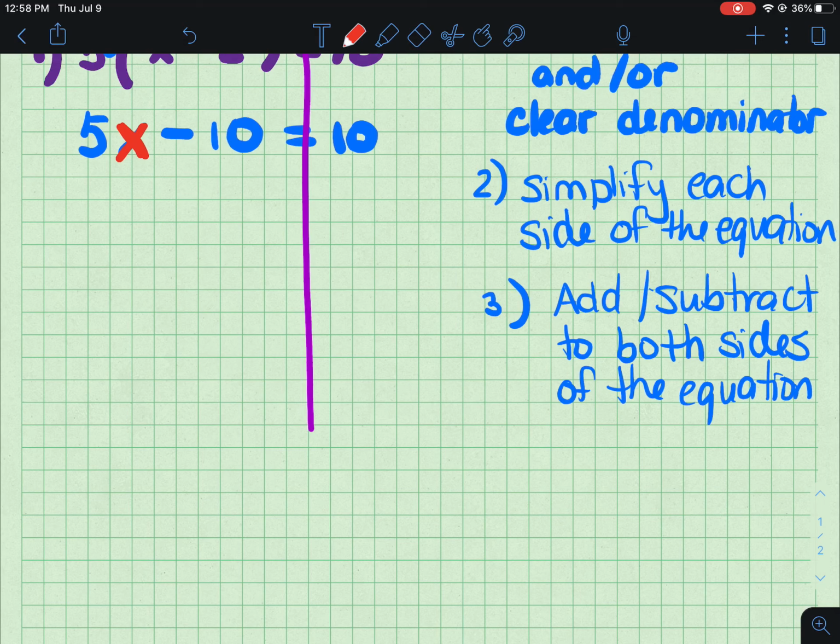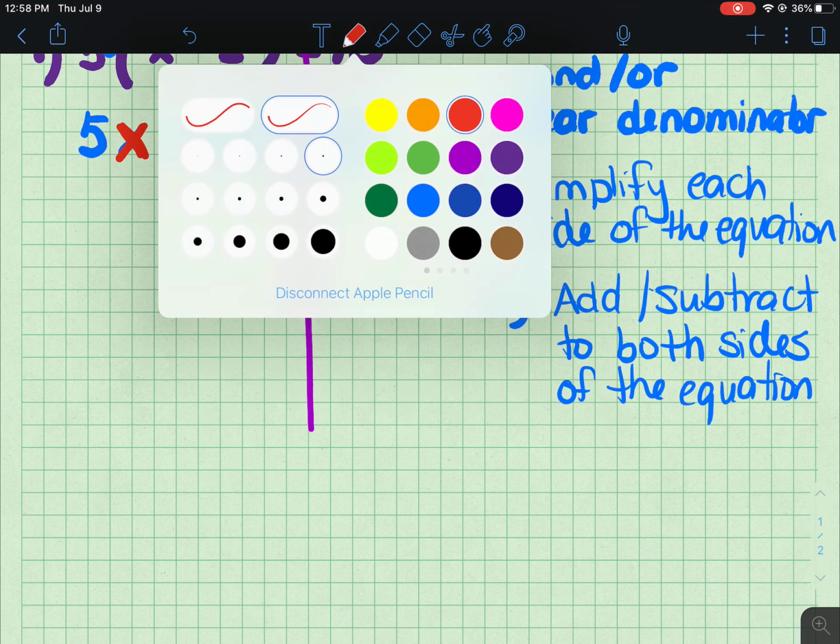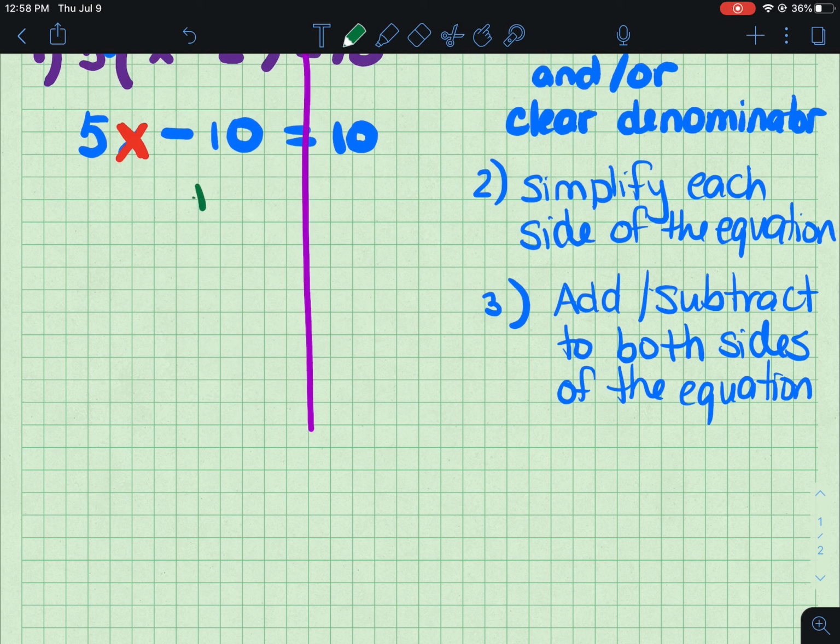Now remember, anytime we're going to do something to both sides of the equation, you want to do the opposite operation. So we originally had minus 10, so I'm going to add 10. Oh, I don't want to do it in red because that looks like it's related to that. Let's do that in green. I'm going to add 10 to both sides.